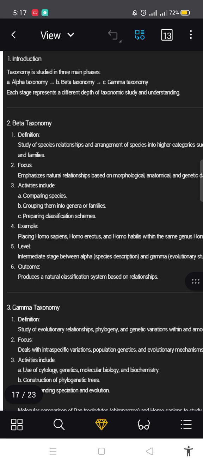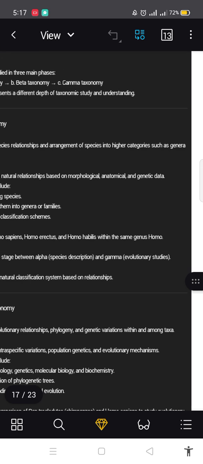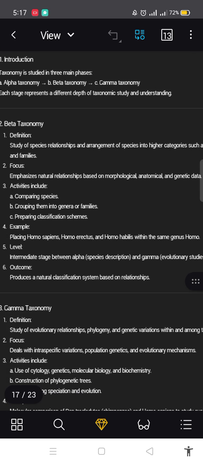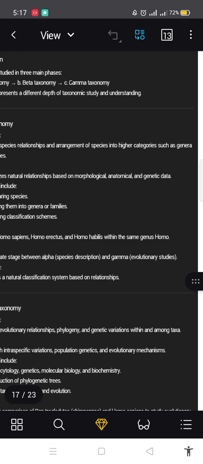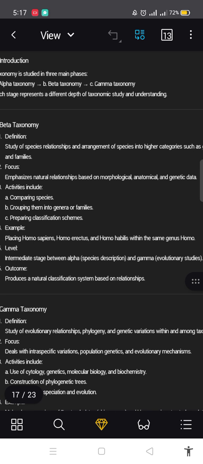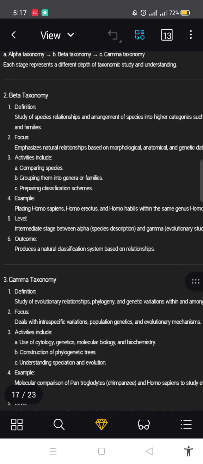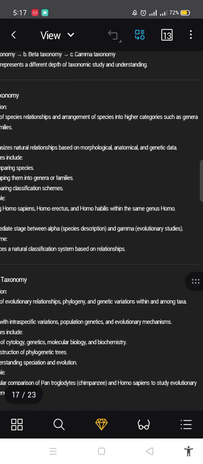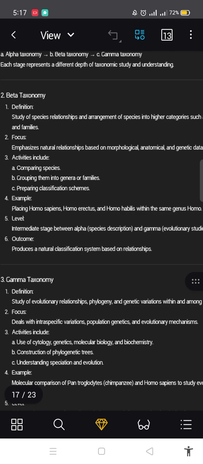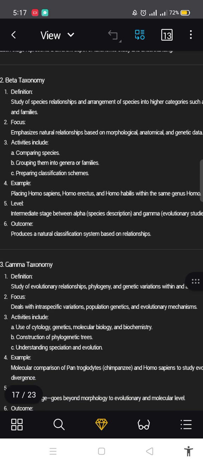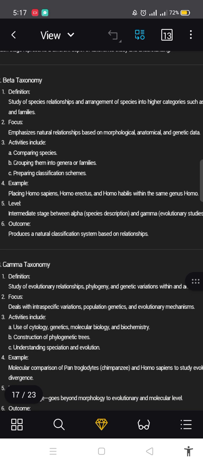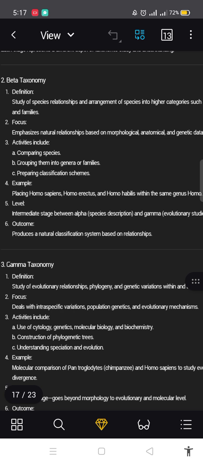Beta taxonomy is the study of species relationships and the arrangement of species into higher categories such as genera and families. The focus emphasizes natural relationships based on morphological, anatomical, and genetic data.